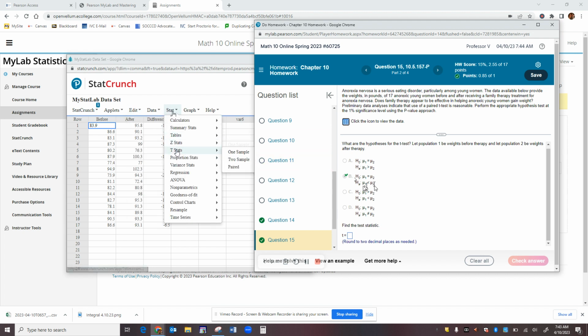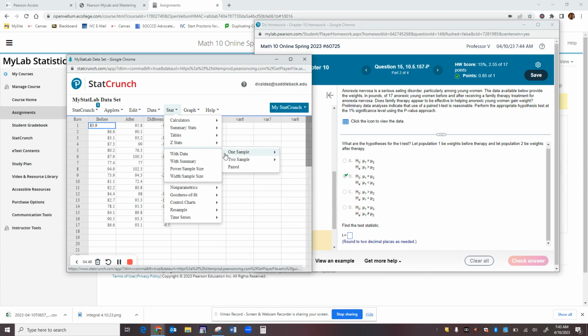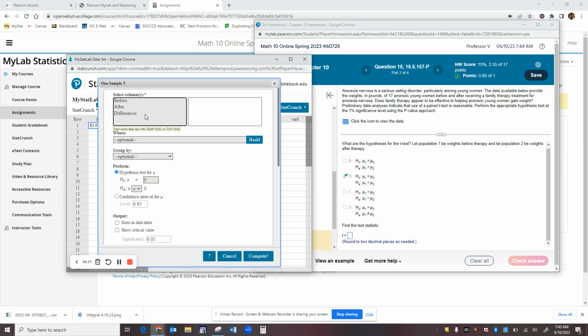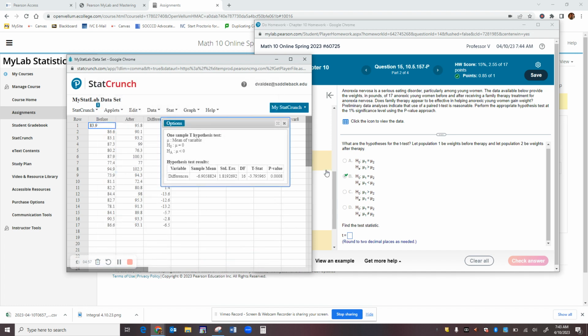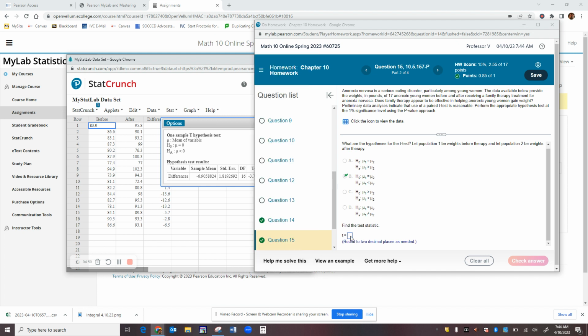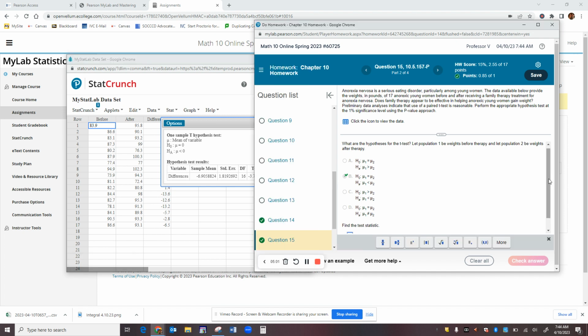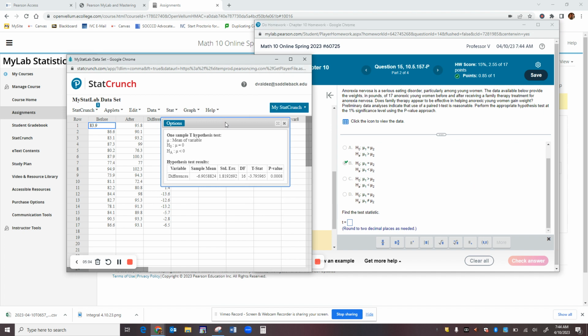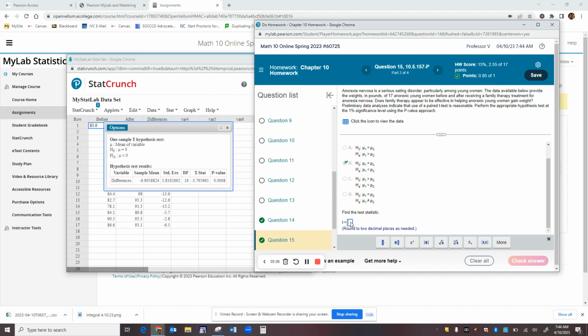So now what we're going to do is go to t-stats, but just one sample with data. The differences column is what we want, and the alternative is less than. Compute, boom. So find the test statistic. It is... scoot, please. Okay, -3, you've got to be on your rounding game here. 795, that's going to round to -3.80.